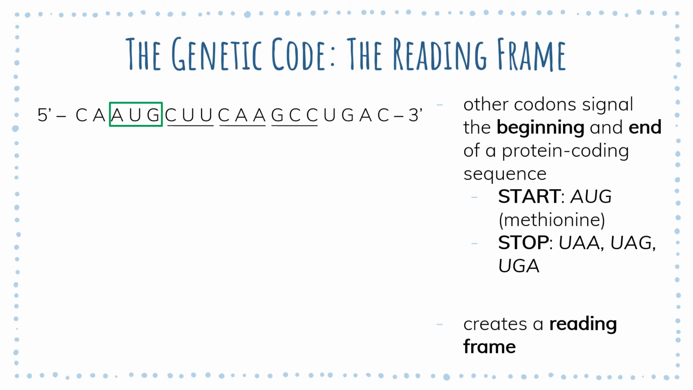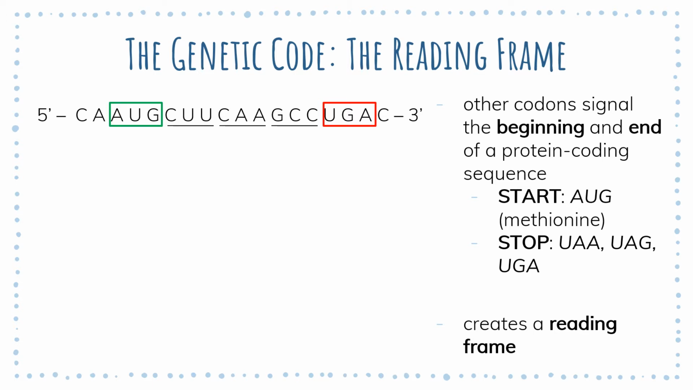How do you know when to end? Translation ends when you encounter any of the following codons: UAA, UAG, or UGA. These 3 are known as the stop codons.